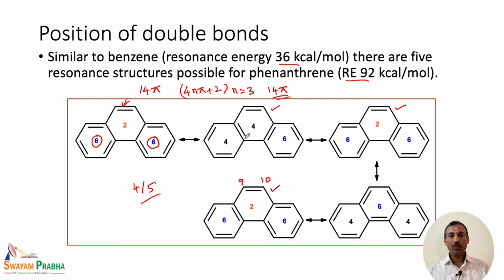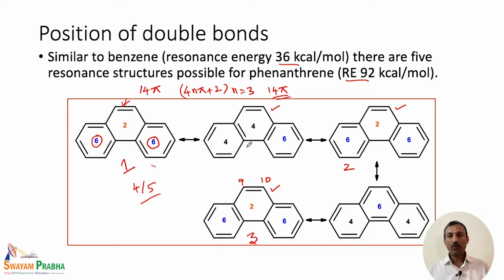So we can deduce various possible resonance structures and various positions where the double bond can exist in the phenanthrene molecule using these resonance structures. If you look at all of these, we have 6 and 6 pi electrons in 2 different rings in structure 1, structure 2, and structure 3. So out of 5 structures, 3 structures have 2 aromatic rings with 6 pi electrons and 1 aromatic ring with just 2 pi electrons.